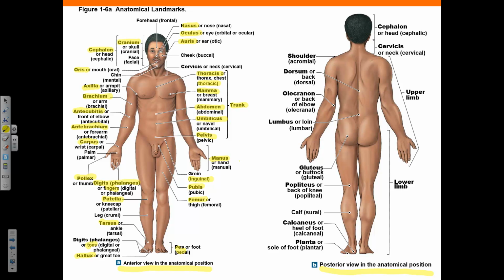On the posterior view of the anatomical position, we see acromial, sometimes used to describe the shoulder, dorsum, or back, olecranon, or back of the elbow, the lumbus, or loin, lumbar region, gluteus, or buttock, popliteus, or back of the knee, sometimes described as popliteal, calcaneus, or heel, and planta, or sole of the foot.